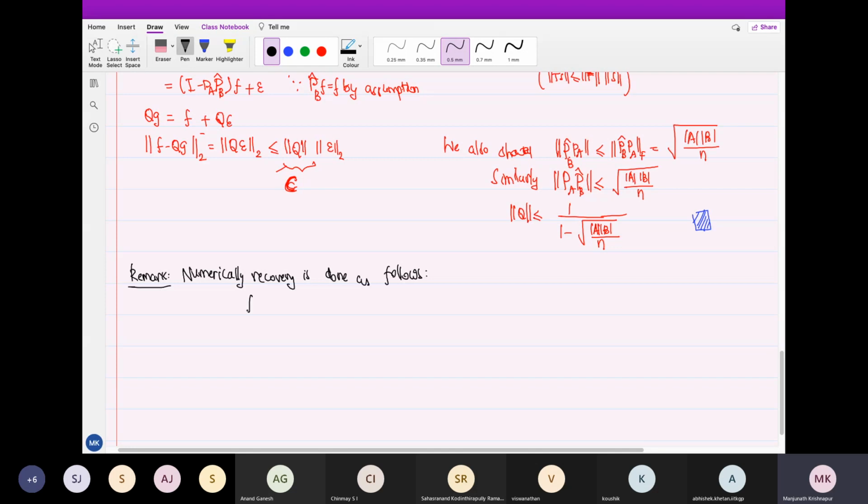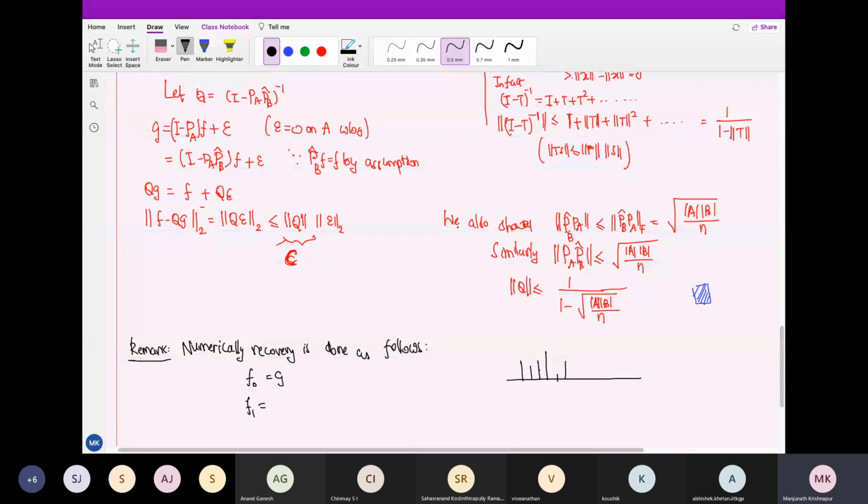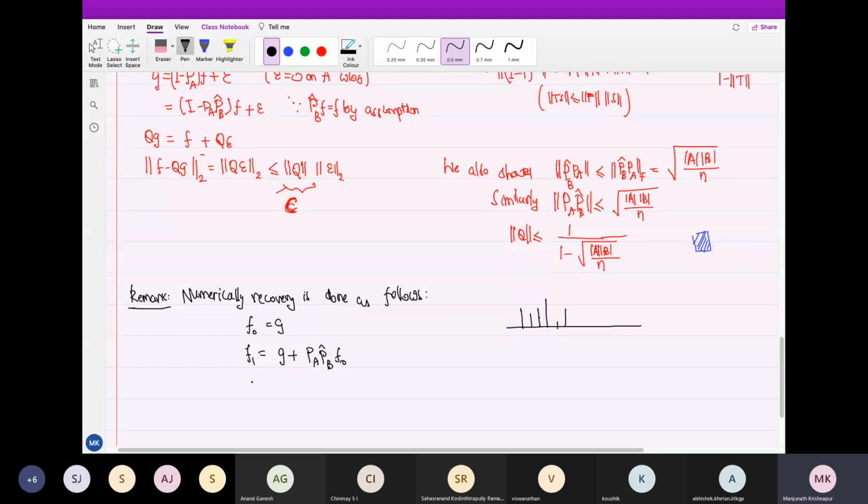you start with, let us say, the observation. So how does it look? Your space is there and the observation is only on some subset. So you have some observations restricted to some subset, and outside you have not observed anything. That is what your G is. Then you apply F1, which is this iteration: G plus PA PB hat F0. And then you keep doing it like that.